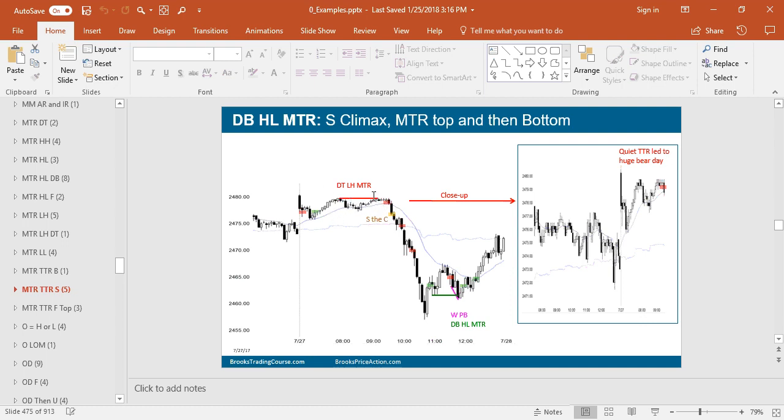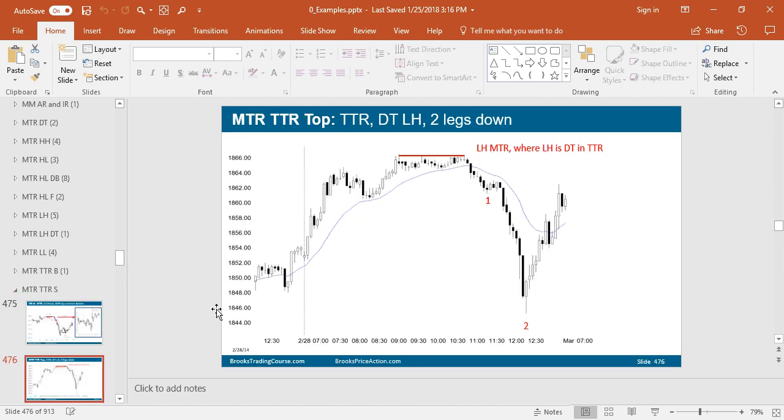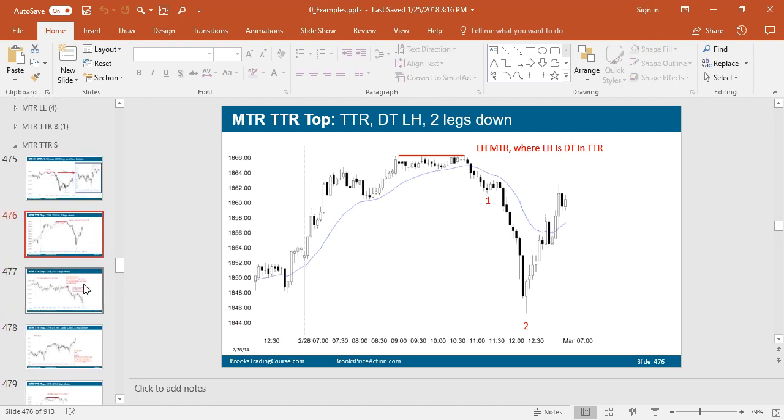Double top, lower high in a tight trading range, traders will sell a reversal down. Strong bull trend. This high is slightly below that high, and we have a double top. Traders will sell maybe below that bear bar, and at that point, 40% chance of a swing down. And usually the second leg down is bigger than the first.